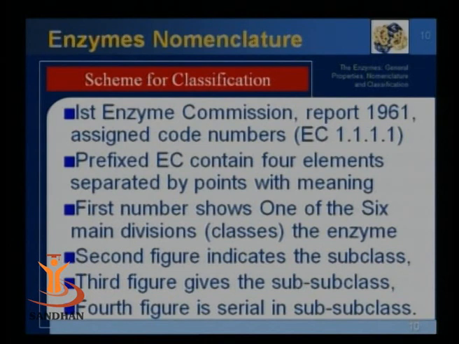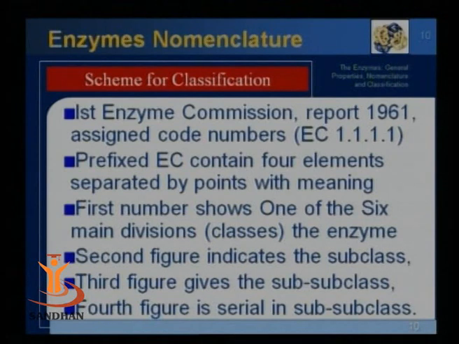The scheme for classification, that is how we have to go for the classification. For that, the Enzyme Commission is required. It is reported that it was formed in 1961, and they have given exact EC numbers, that is Enzyme Commission numbers, to each and every type of enzyme which has been identified and named. Once the name is given, we can get a clear idea of which class, which subclass, and so on it belongs to.